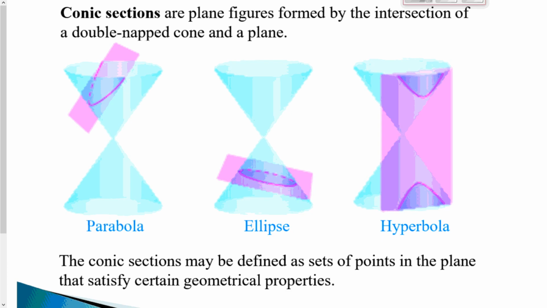Alright, so looking at the conic section, if you take a cone, flip it upside down, you have two of them on top of each other. If you slice perpendicular through it, that's where we get our circle. When you slice at an angle, the middle one, that's where you get an ellipse. And then you have a parabola and a hyperbola as the other two.